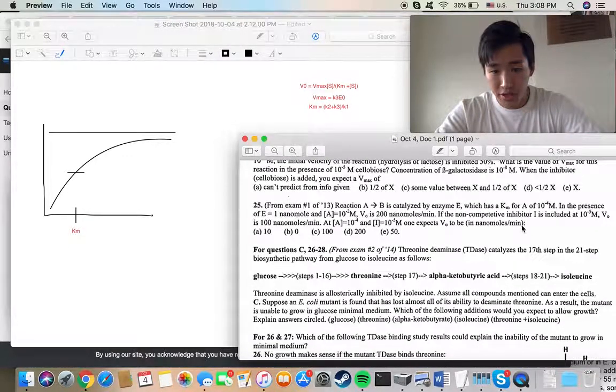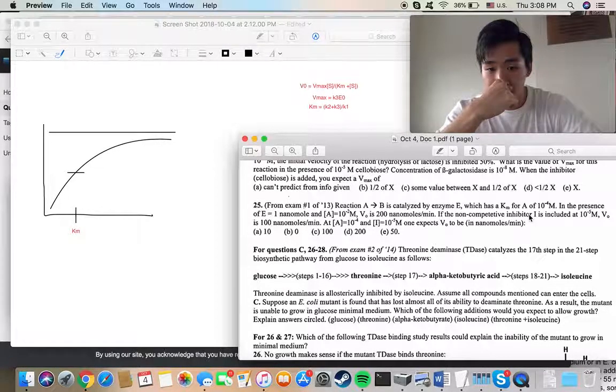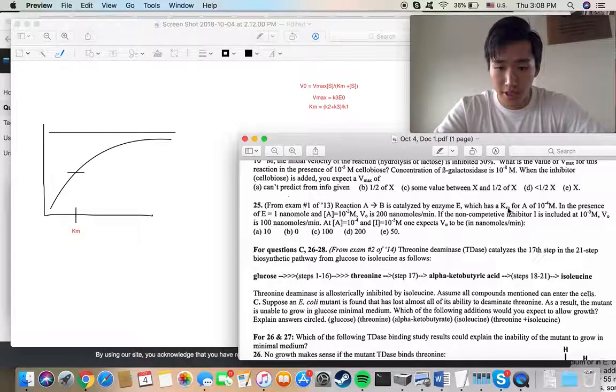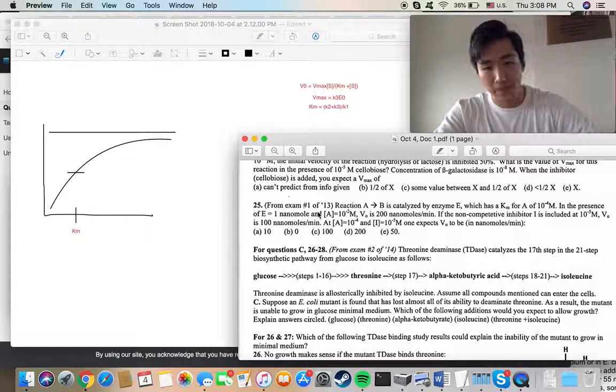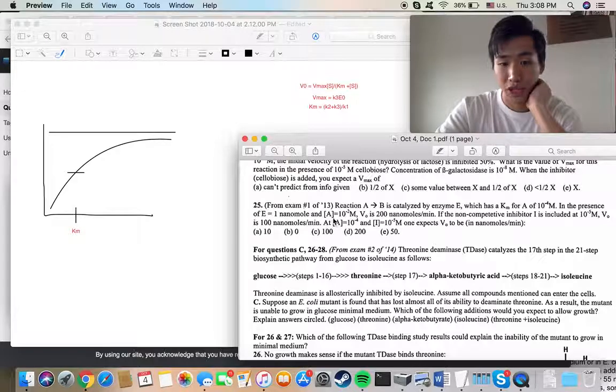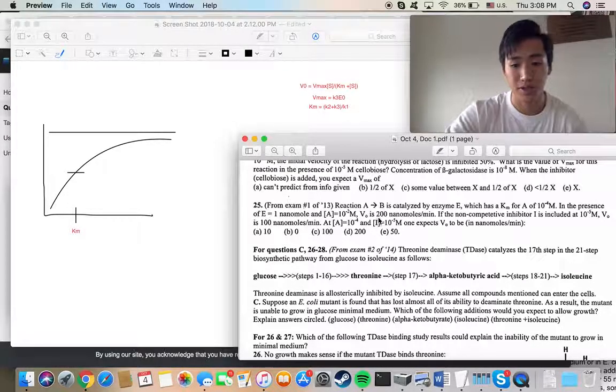So it tells you there's a reaction that's catalyzed by an enzyme. It's got a Km, and so the Km is 10 to the negative 4, right? Then it tells you that in the presence of a certain concentration of enzyme and 100 times the Km, V0 is 200 nanomoles per minute.